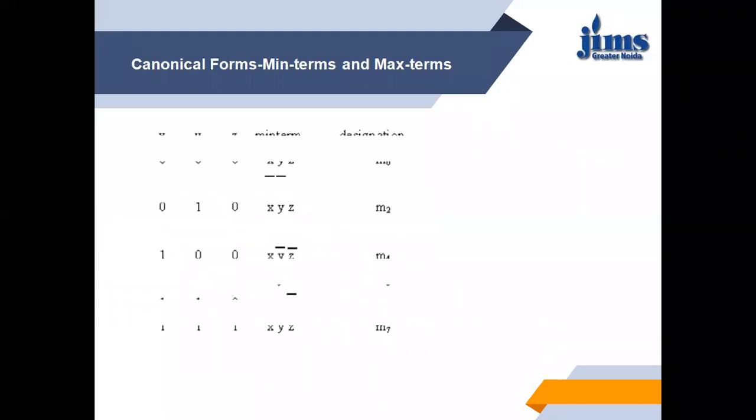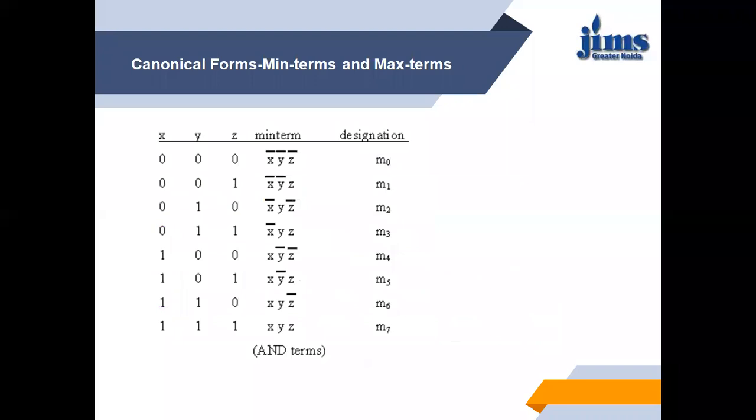Suppose we have three variables x, y, z, and with these three variables we will have 8 combinations. The number of inputs is 3, x, y, z. Then the number of combinations will be 2 raised to the power 3, that is 8, and it will range from 0 to 7. So it starts from 000, 001, 010, 011, 100, 101, 110, and 111.